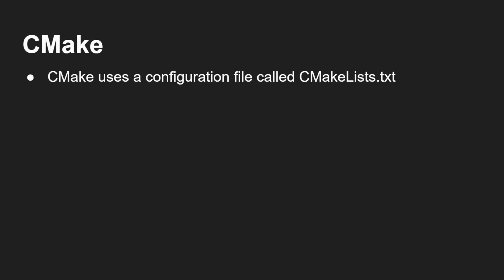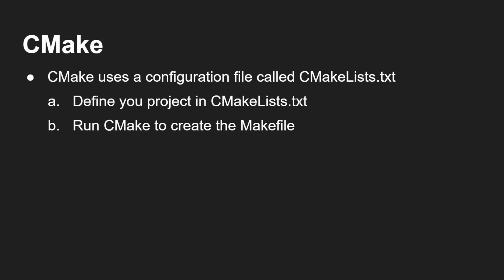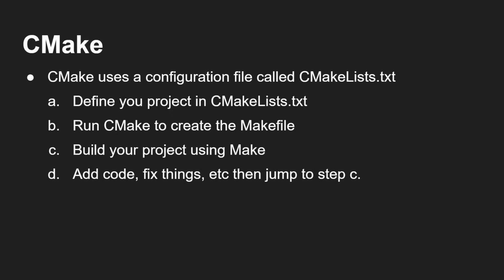Now the lifetime when you use CMake is that you define your project in the CMakeLists.txt file, you run CMake to create the Makefile, and then you build your project using the Makefile that has been automatically created. You then develop your code, you add code, you fix things, and you just jump around using Make all the time. Once you've got that Makefile created, you can fix your code, you can add to your code, you just keep running Make and develop your code as you normally would.